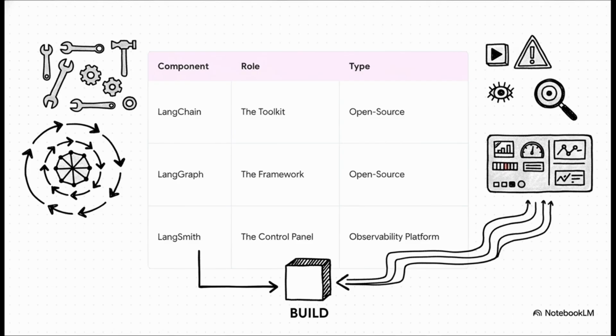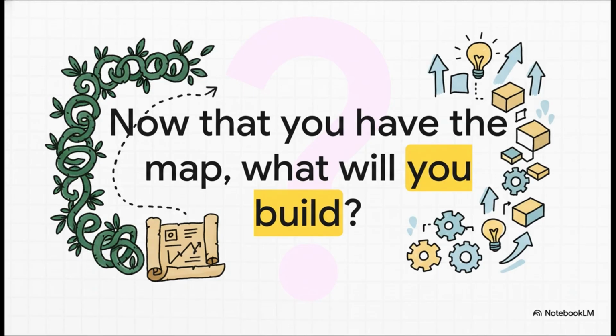And LangSmith, that's the control panel. That's the commercial platform you use to run, debug, and monitor everything you built in production. So there you have it. We started out maybe a little lost in the Lang jungle, but now we have a map. We know the tools for building and the platform for watching over them. So the only real question left is, now that you know the way, what are you going to build?